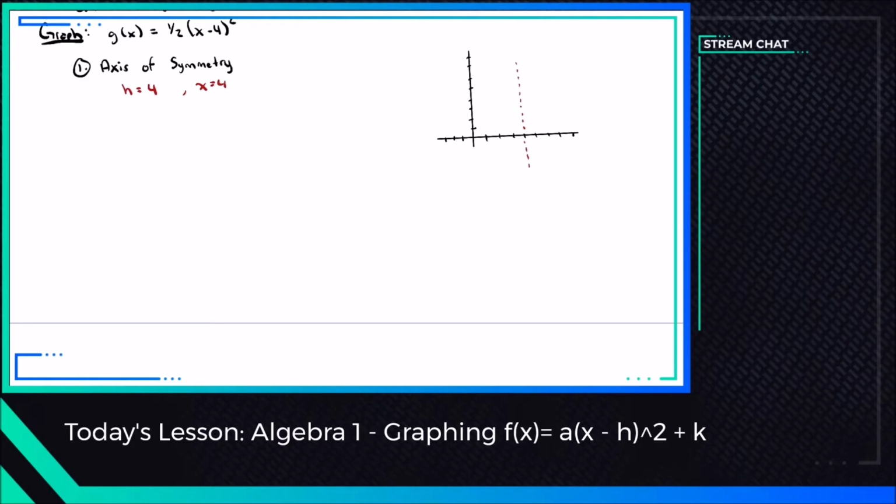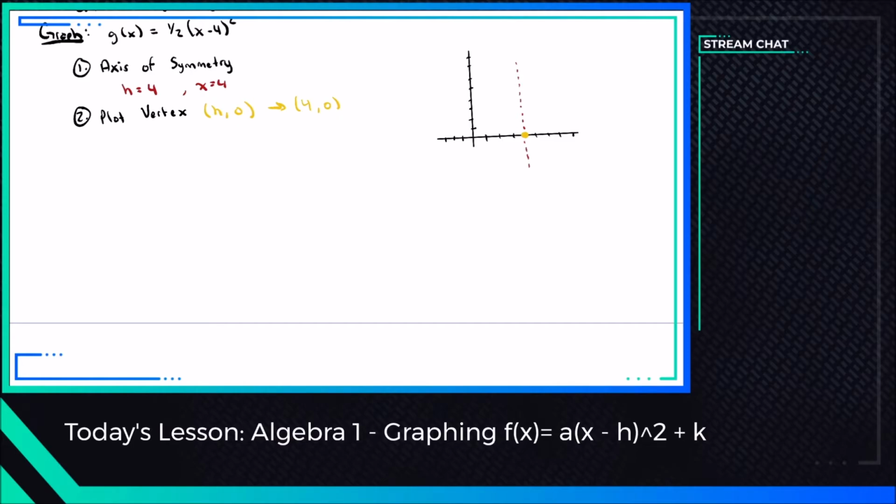Next, we're going to go ahead and plot the vertex. And we know that the vertex is the coordinate h comma 0. And so h is equal to 4, so that's going to be 4 comma 0. So our vertex is going to be right there on that yellow dot.